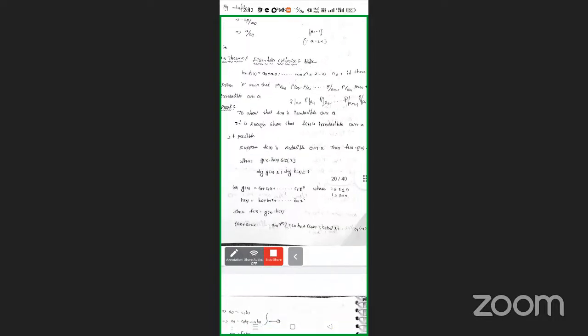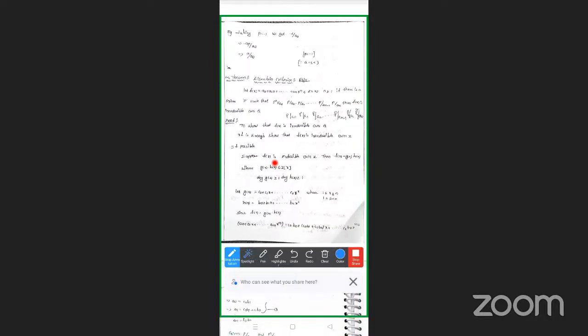To show that f of x is irreducible over Q, it is enough to show that f of x is irreducible over Z. So if possible, suppose f of x is reducible over Z. But we have to show that it is an irreducible polynomial.